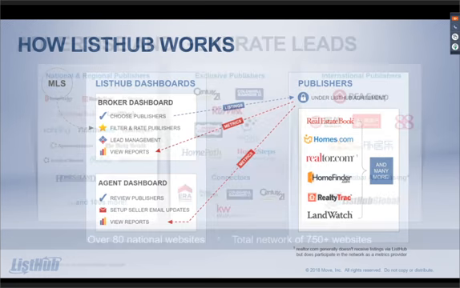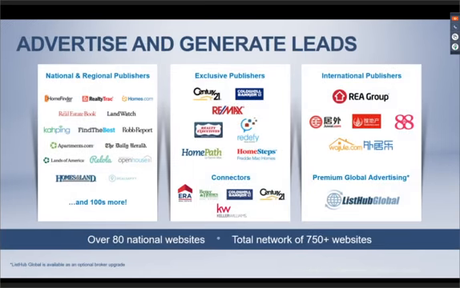When we're talking about the ListHub Publisher Network, it is important to understand that publisher choices are made by the broker from the broker level ListHub account. As an agent, you can see the publisher choices, but again, the publisher choices are made by your broker. And your broker has the ability to choose from a wide variety of publishers. We're working with over 80 national websites, so those are going to be the larger publisher sites.